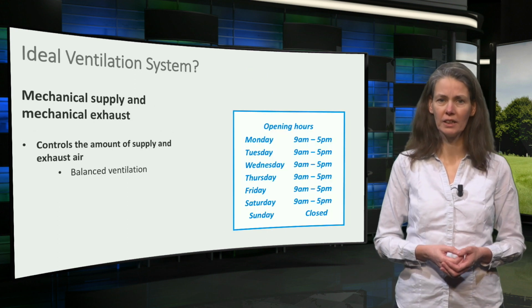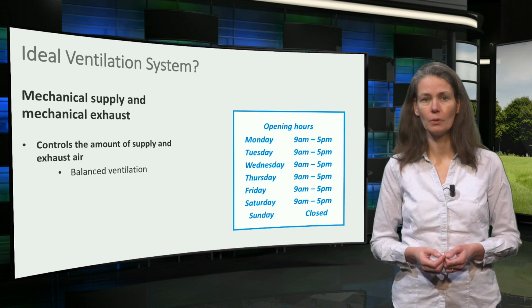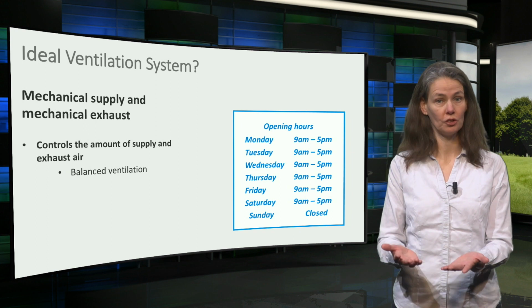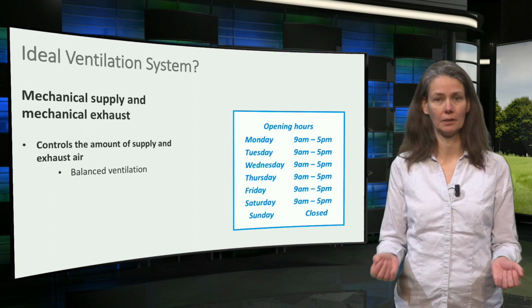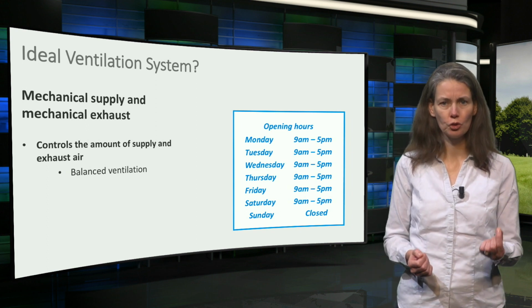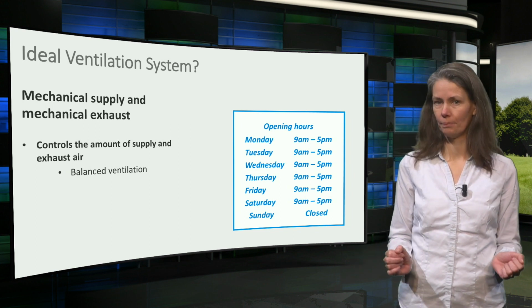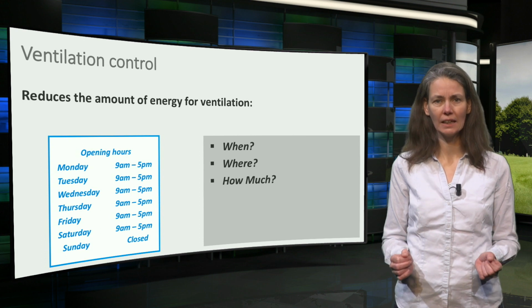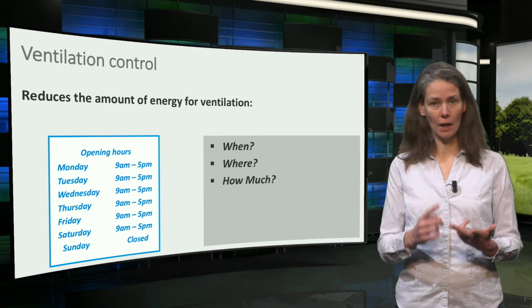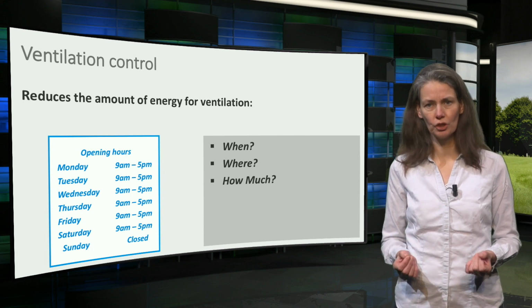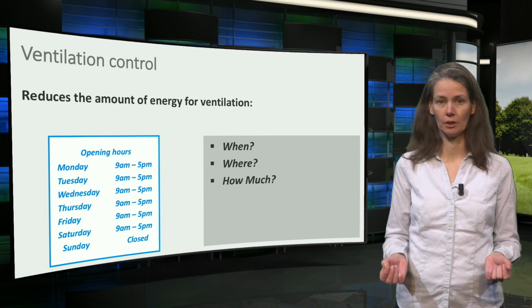Have we now found the ideal ventilation system? The mechanical supply and mechanical exhaust system looks like the ideal system for an office during the day. But is this also true outside office hours when there are no people present? A clear understanding of when, where and how much air is necessary for ventilation is the key to reducing the amount of energy for ventilation.